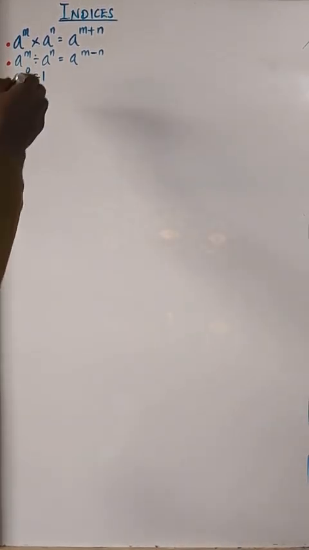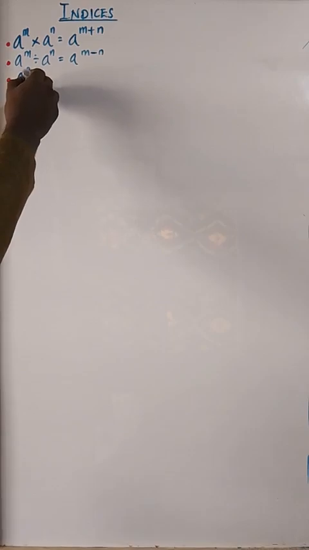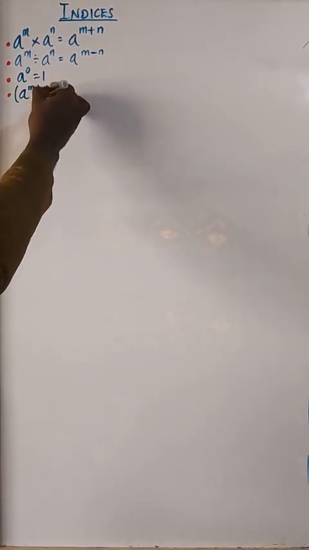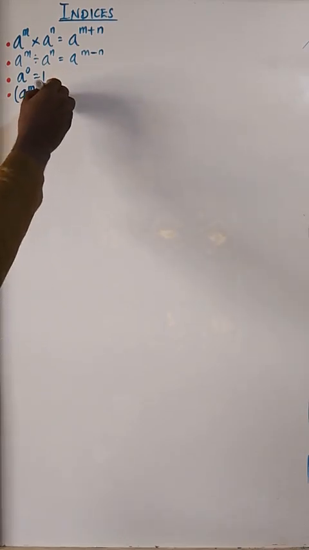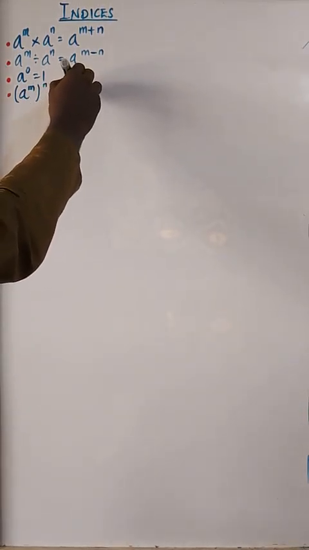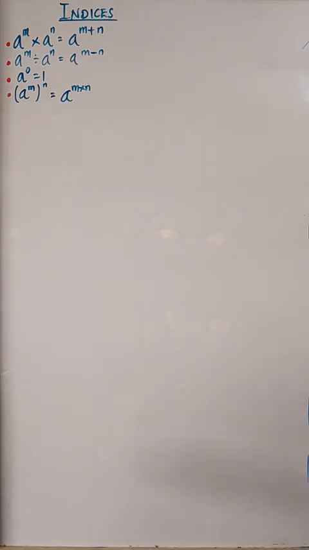Suppose I have a raised to power m and everything raised to power n. What will be the answer? According to the law, the answer is a raised to power m times n.